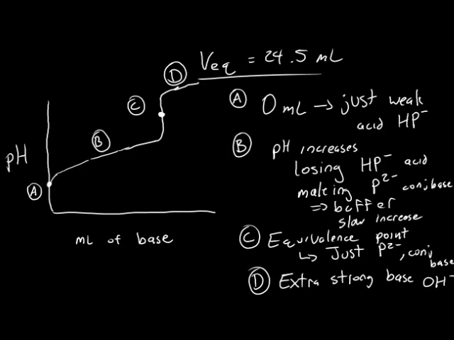A typical titration problem will ask you to find the pH in each of the 4 regions. Point A, which is where we have just weak acid. Point B, which is the buffer region, where we have both weak acid and conjugate base. Point C, at the equivalence point, where we have just conjugate base. And region D, where we have extra strong base. We'll begin with region A.